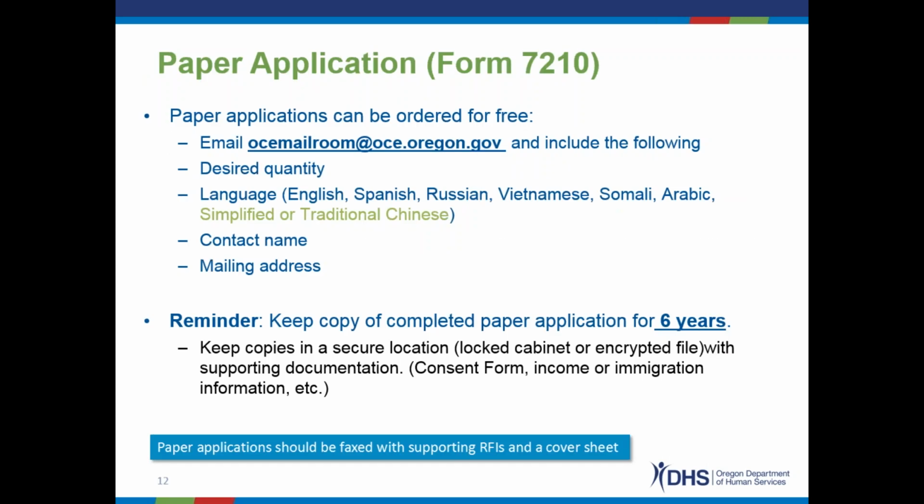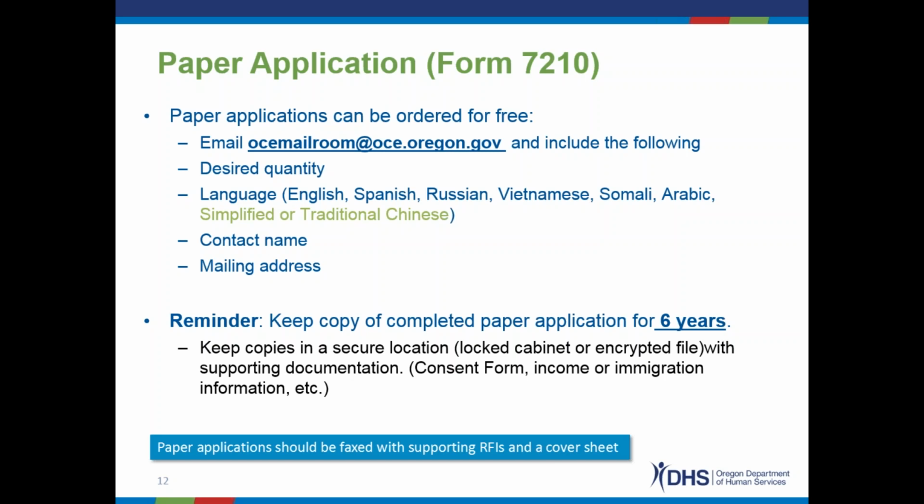All right, let's talk about the paper application, Form 7210. So we've talked about the consent form. We've talked about starting the application and things that you might say to them, how to manage the fraud piece. But let's say you're not going to be using the one system, which I hope all of you are using, but every now and then you can.